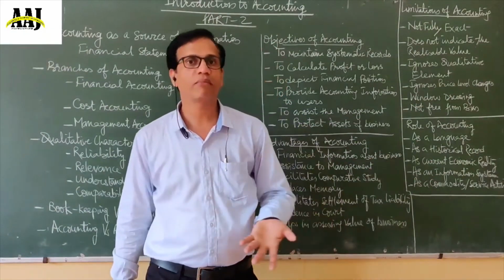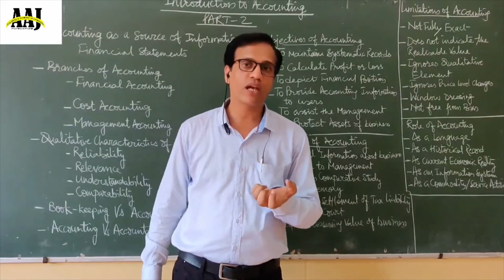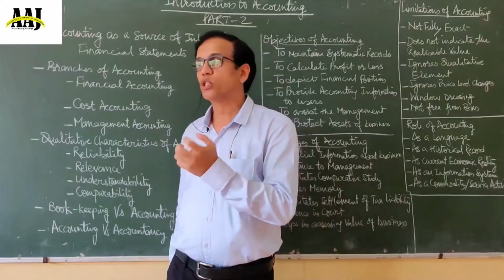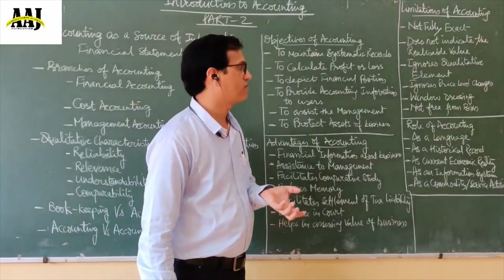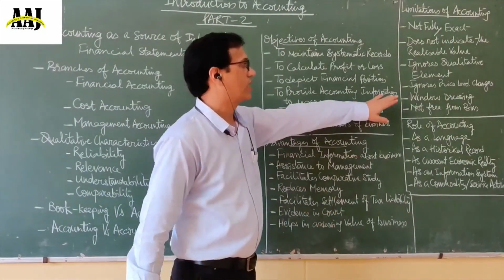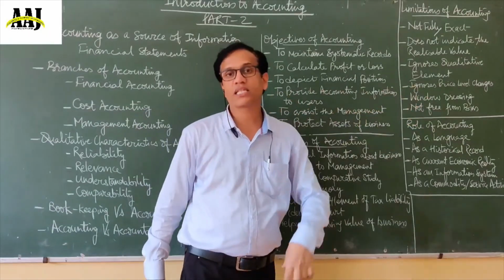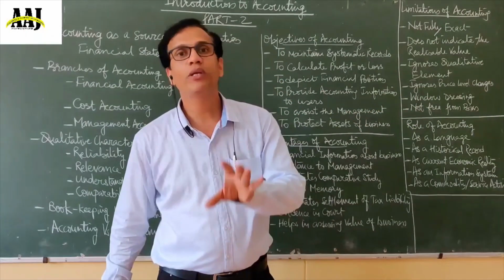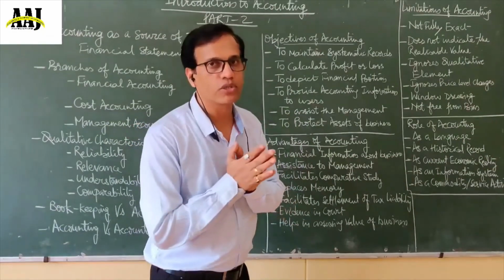That means records can be manipulated, and when records are manipulated to show off a better position, then it's not good for the health of the business. So it is a big limitation. A question may be asked separately: what do you mean by window dressing? So it refers to manipulation in the accounting records.